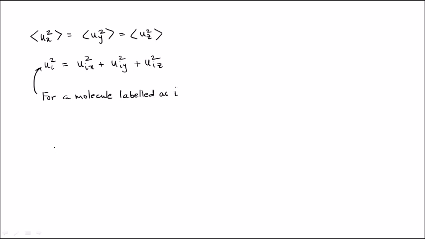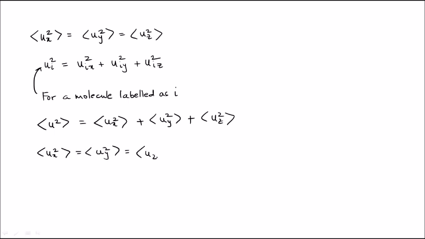So the average of the square of speed, u squared, is equal to the average of ux squared plus the average of uy squared plus the average of uz squared. Because no direction is special, the average of ux squared is equal to the average of uy squared is equal to the average of uz squared is equal to 1/3 of the average of u squared. If we substitute this for the average of ux squared in equation 1, we get PV is equal to 1/3 N m average of u squared.